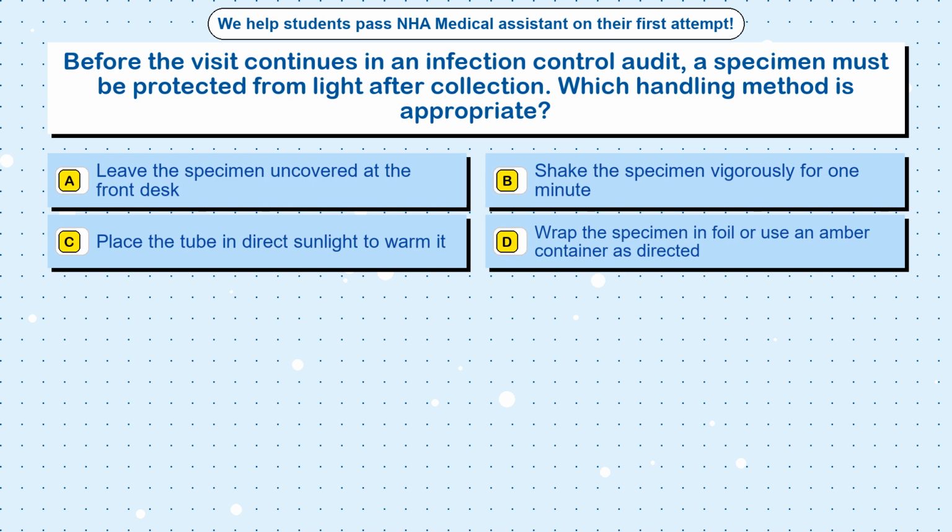Question 8. Before the visit continues in an infection control audit, a specimen must be protected from light after collection.